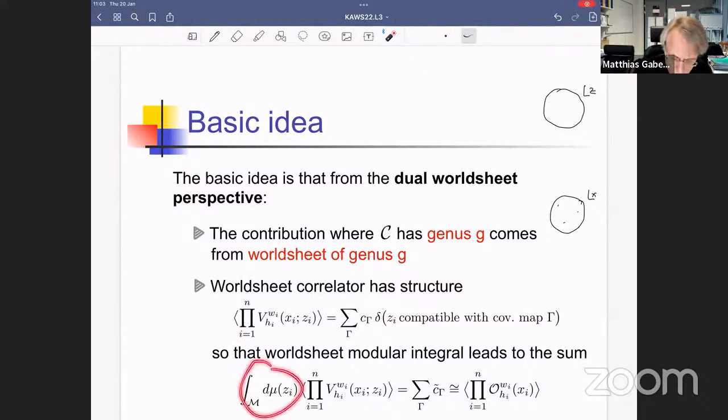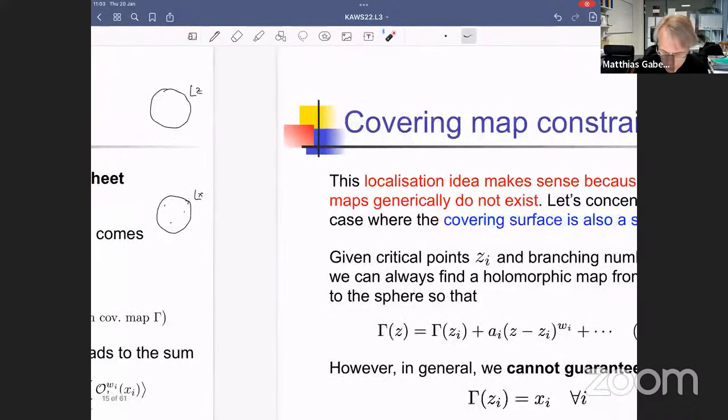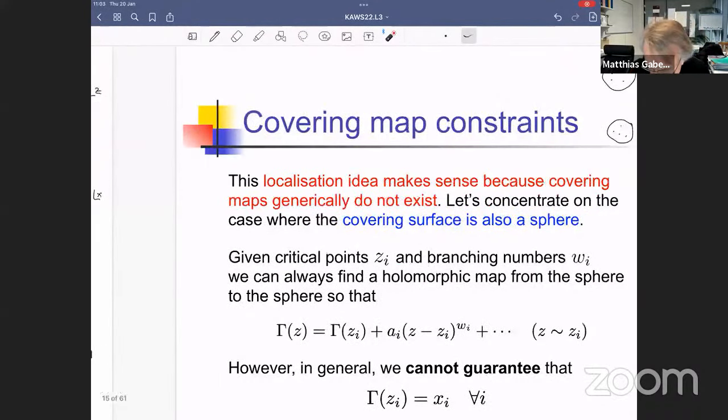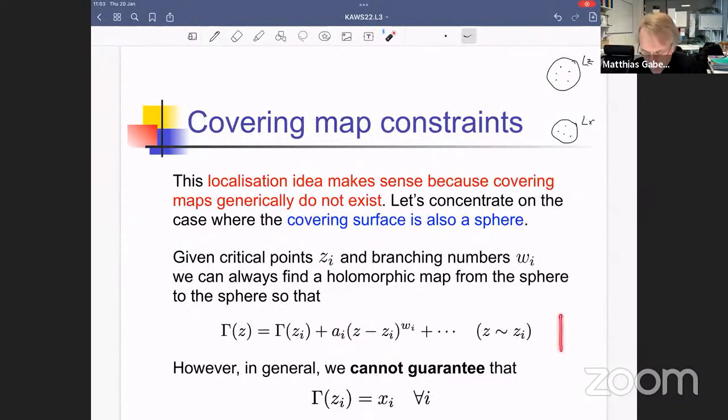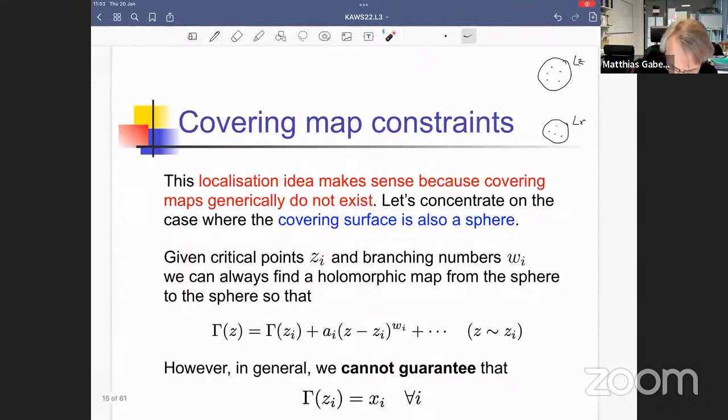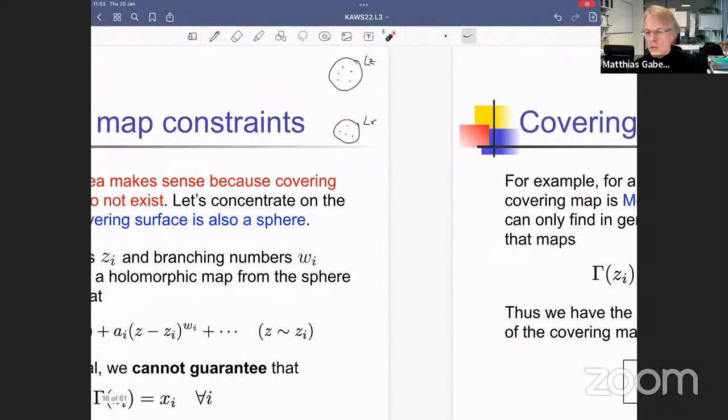And then when you do the integral, you just pick up the corresponding Z that's compatible with the covering map, and therefore this integral turns into a sum, and you reproduce the structure of the symmetric orbifold correlators. Now, maybe this is still not very obvious to you why this should be so. So let's look at a super simple example. Let's look at a four-point function where all the Ws are equal to one.